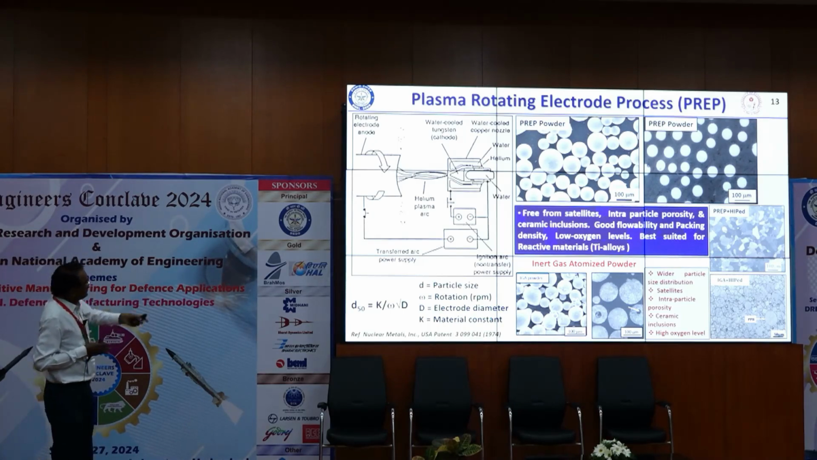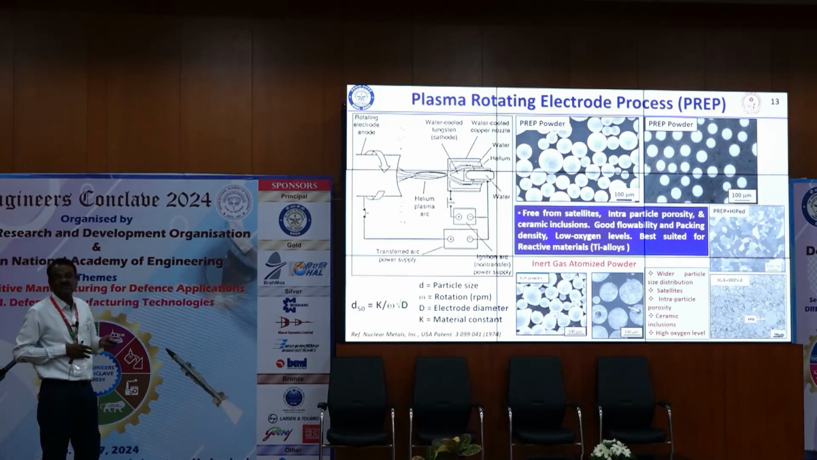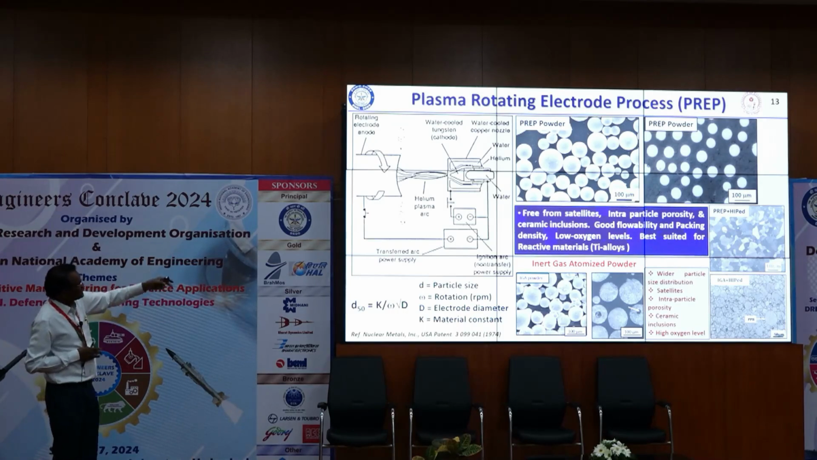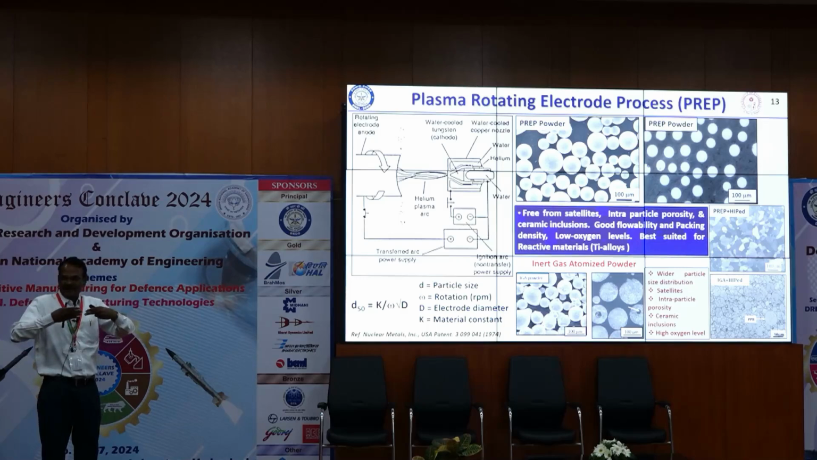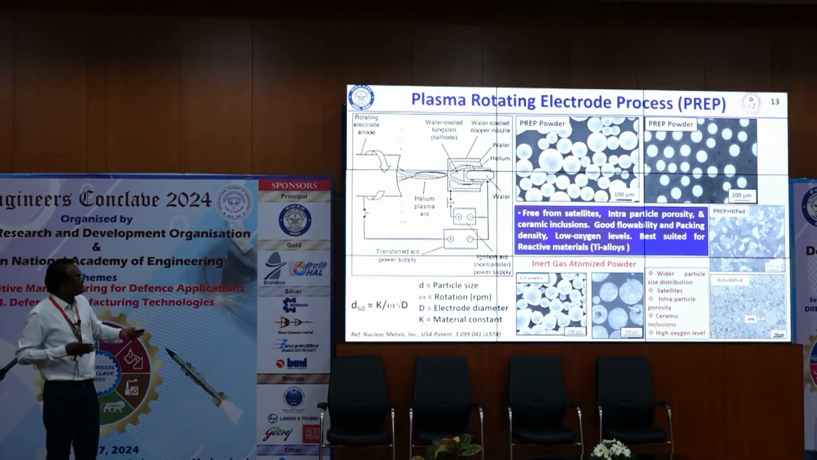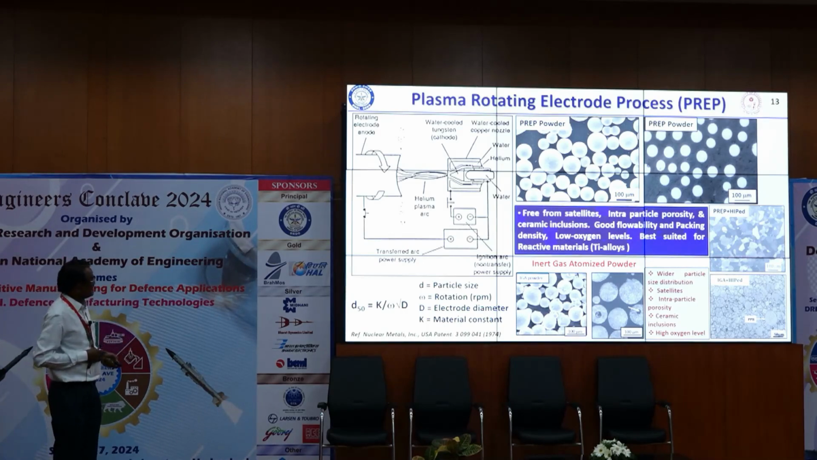Okay. Now you can see here the morphology, perfectly spherical. In fact, this powder we have obtained from Brest, Moscow, Russia. And in the cross section you see, we take a number of particles, the intra-particle porosity is not existing here. And when we subject it to hot isostatic pressing, this is the formula for how D50 is related to the rotational speed and electrode diameter and material transfer and all that.